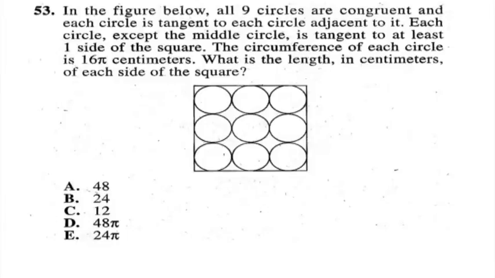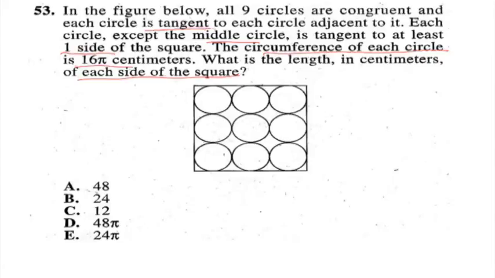As we look at our first problem, we notice the words that they use, and we want to make sure we understand what they're telling us. It says in the figure below, all 9 circles are congruent, and each circle is tangent to the circle adjacent to it. And each circle, except the middle circle, is tangent to at least one side of the square. The circumference of each circle is 16 pi. What is the length in centimeters of each side of the square?